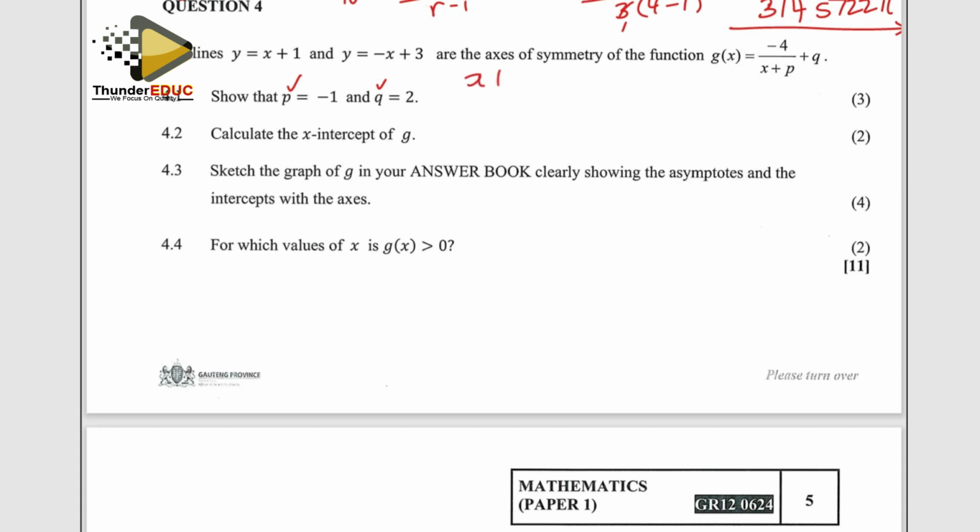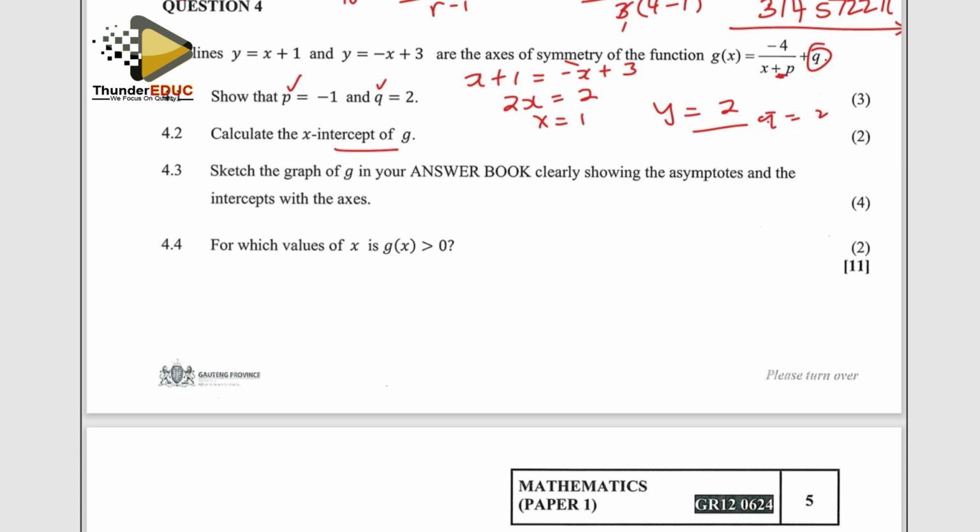So it's going to be x plus 1 must give us negative x plus 3. Move this x that side, so 2x is going to be 2, and then x is going to be 1. Substitute this into that, y automatically becomes 2. So the y will be the q, which means q is 2. Now with the p, it's going to be negative 1, because when we substitute it back into the equation, it becomes automatically a negative.